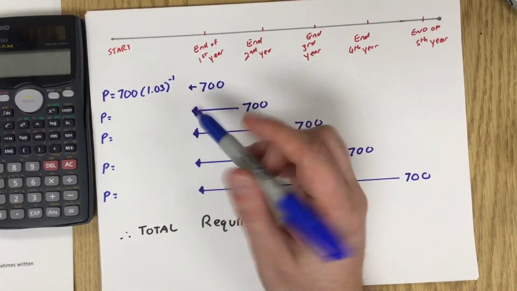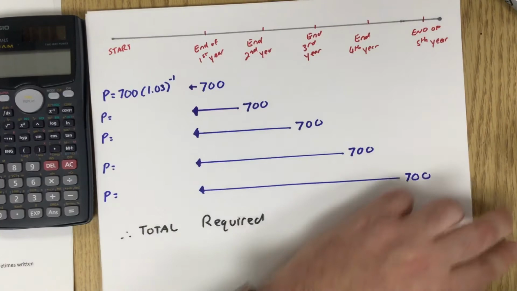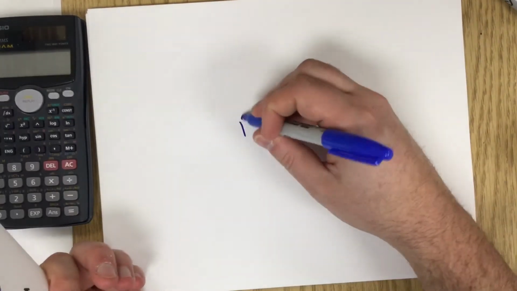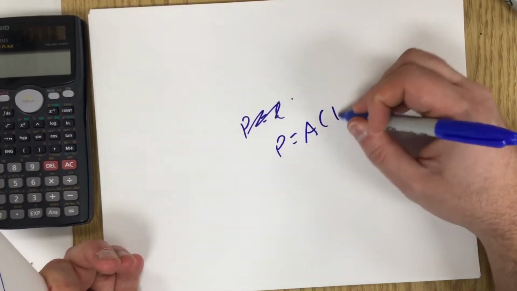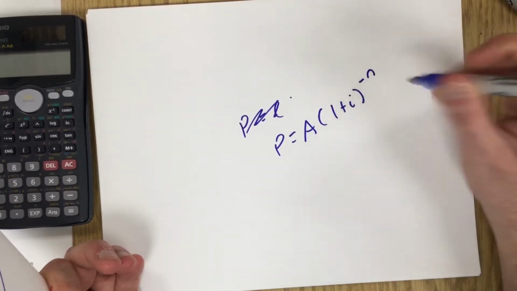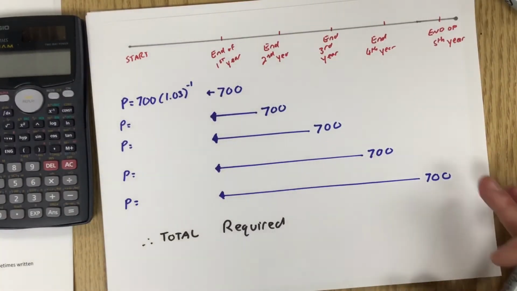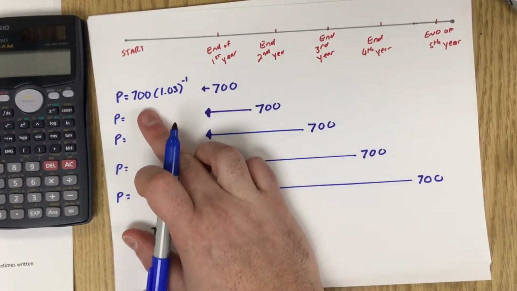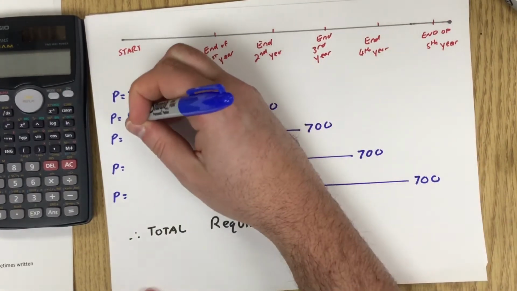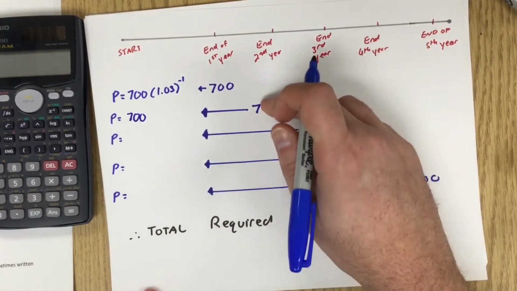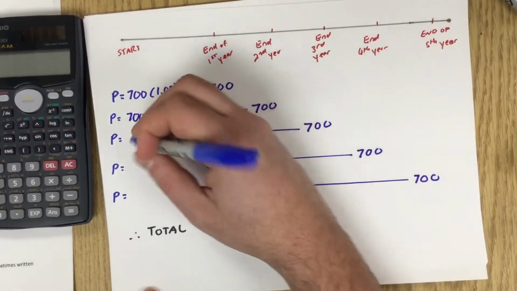So our first withdrawal comes at the end of the first year, so the present value is going to be, as you may or may not recall, the formula for present value is A times (1 plus i) to the minus n. So this is A, that was our initial value with the 700. The interest was 3%, and to the minus 1. And this one is going to be 2 years worth, to the minus 2.